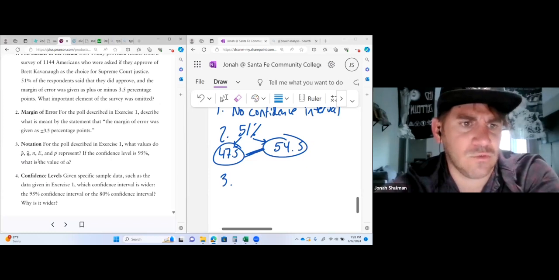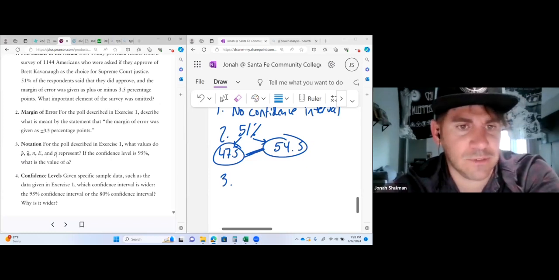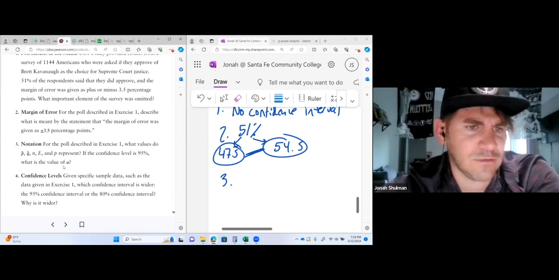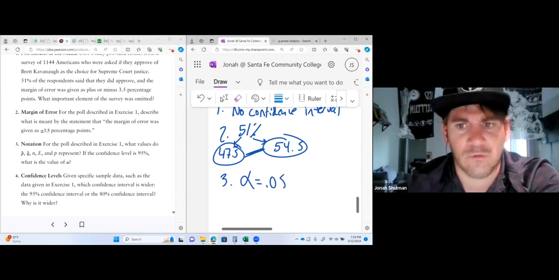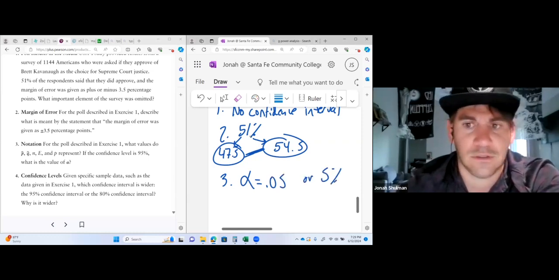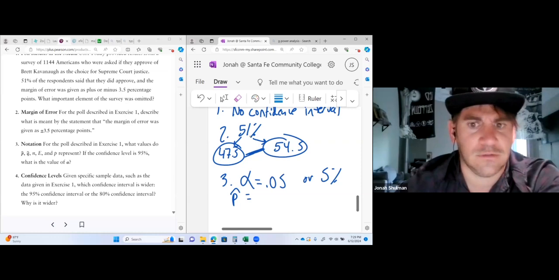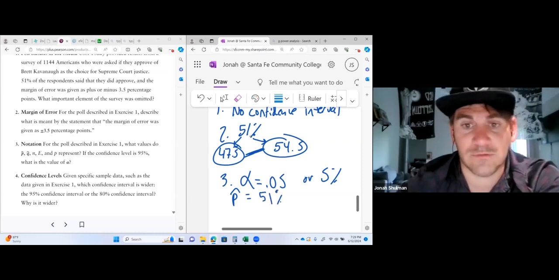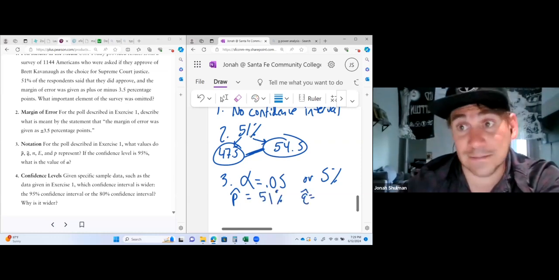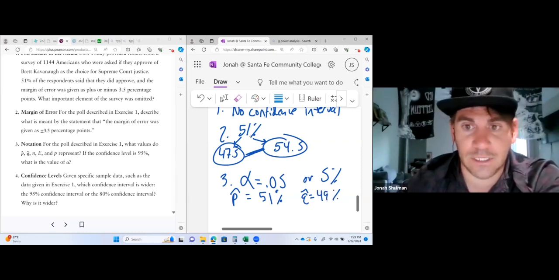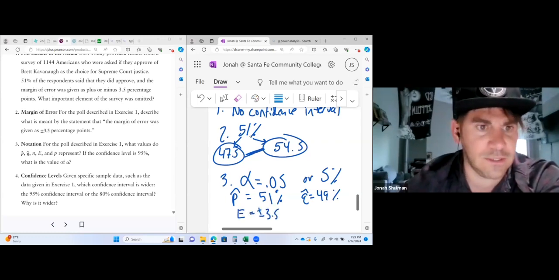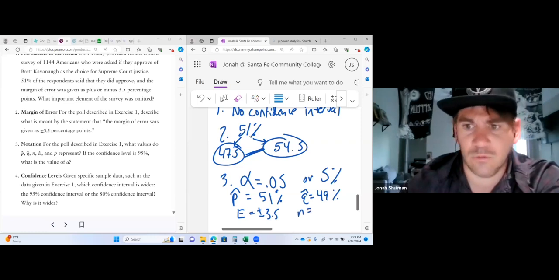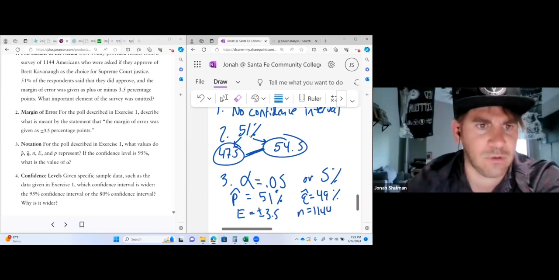For the poll described in exercise 1, what values do p-hat, q-hat, n, and E represent? If the confidence level is 95%, what is the value of alpha? If that's 95%, your alpha is 0.05 or 5%. That one's easy. Your p-hat is our successes, or what we'd like to see, the 51%. The q-hat is people who don't approve of this guy, so that's 49%. Your E is the plus or minus 3.5 percentage points. What else do we need? Oh, the n is how many people? 1,144 people. That's our sample.